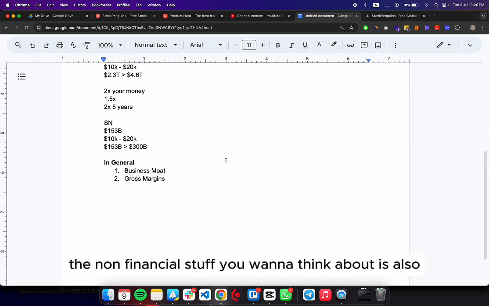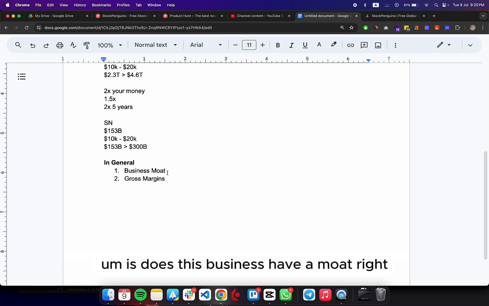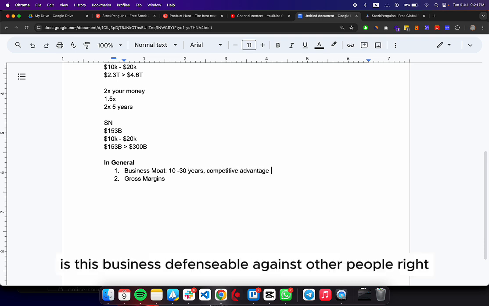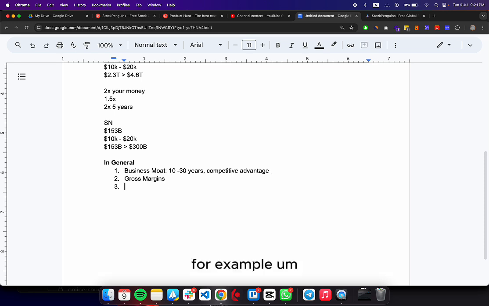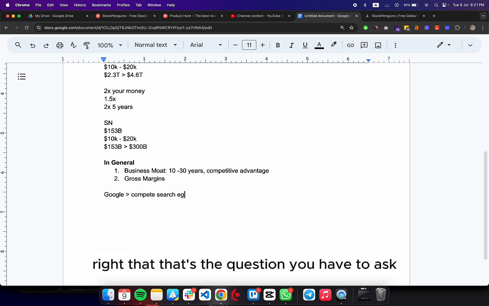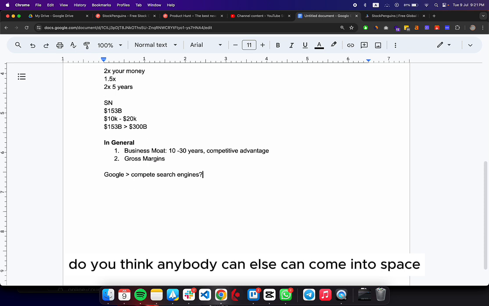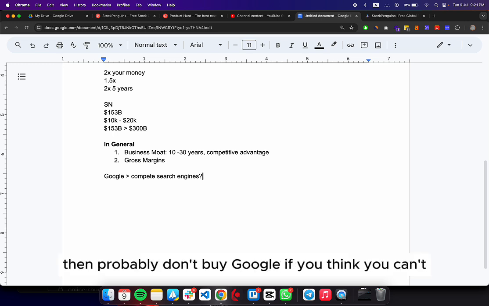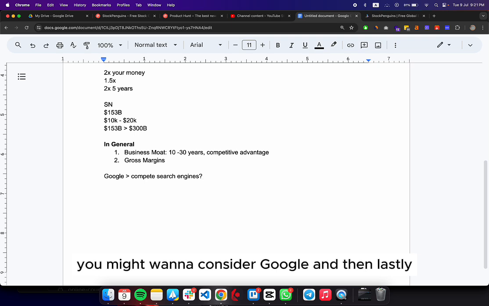All right, and then the non-financial thing you want to think about is also, does this business have a moat? A moat is basically, for example, in 10 to 30 years' time, the competitive advantage. Is this business defensible against other people? For example, Google has a search engine. Do you think anybody's going to compete with search engines? That's the question you have to ask. Do you think anybody else can come into the space, build a search engine and take the profits away from Google? If you think yes, they can, then probably don't buy Google. If you think they can't, then yeah, you might want to consider Google.